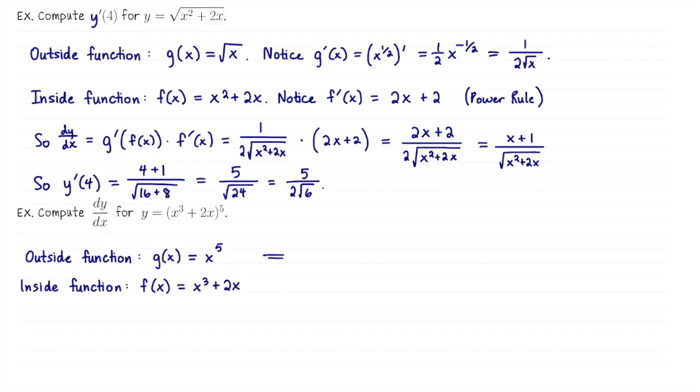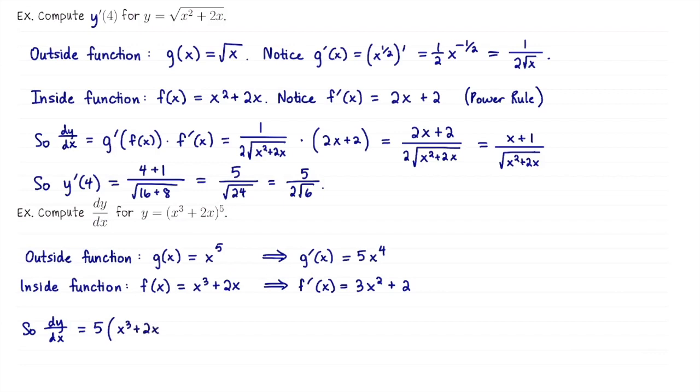From the power rule, we know that g prime of x is 5x to the 4th. Also from the power rule, since f of x is a polynomial, the derivative f prime of x is 3x squared plus 2. So now dy dx is the derivative of the outside function evaluated at the inside function times the derivative of the inside function. So that's going to be 5 times the quantity x cubed plus 2x to the 4th power times 3x squared plus 2.